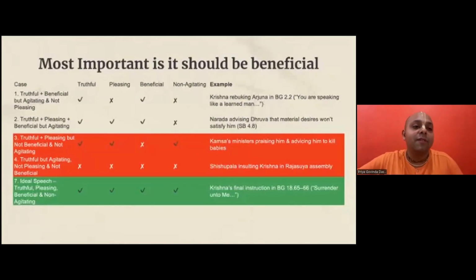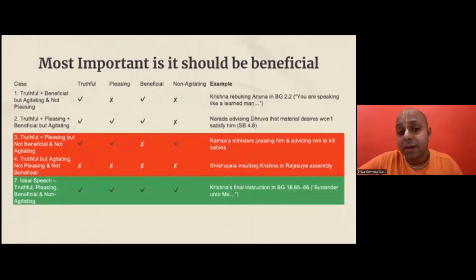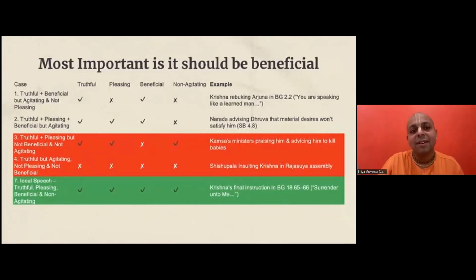But on the contrary, we find other kinds of talk which is at least beneficial. So there is another example, like Krishna rebuking Arjuna. Are you an important person? You are calling yourself Aryan, and here you are fearing to fight. So it is agitating talk, not pleasing to hear. But it is beneficial and it is truthful also. So this beneficial element is very important.